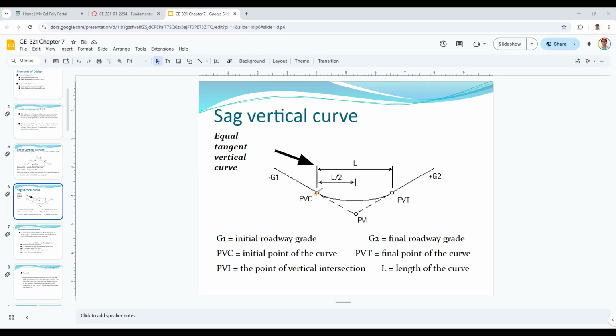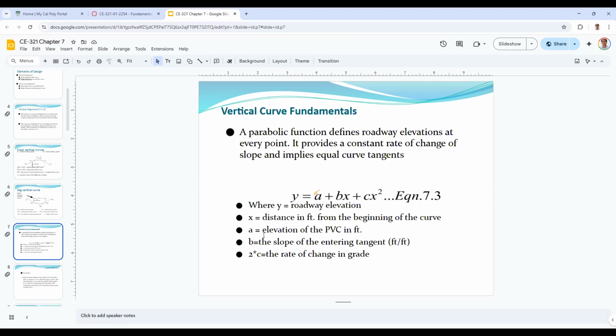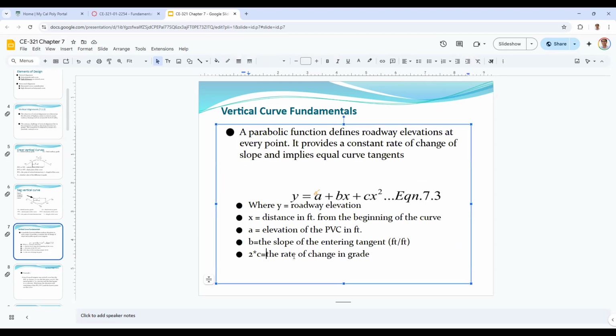Okay, so remember this, right? The rate of change of grade is constant. Rate of change of grade over x is constant. But you can also think about what that means. If you look at this, 2 times C is what the rate of change of grade is, right? So that's why I said 2 times C is the rate of change in grade.